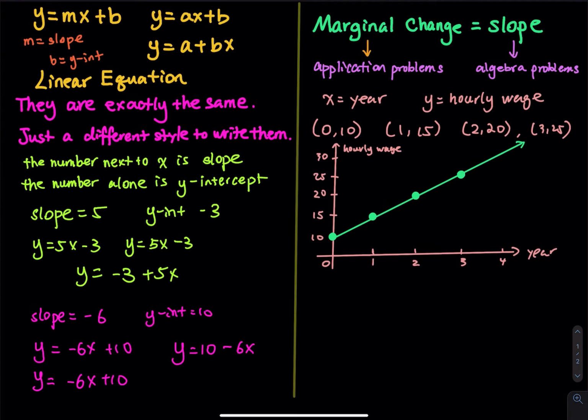So let me give you a simple application problem. Let's say x is equal to the year number, and y equals my hourly wage. When x is equal to 0, y is equal to 10, that means initially, at the time I was hired, I earned $10 per hour. And then 1 year later, when x is equal to 1, I earned $15 per hour. 2 years later, I earned 20. 3 years later, I earned 25. So what is the marginal change? Here is how you calculate the marginal change.